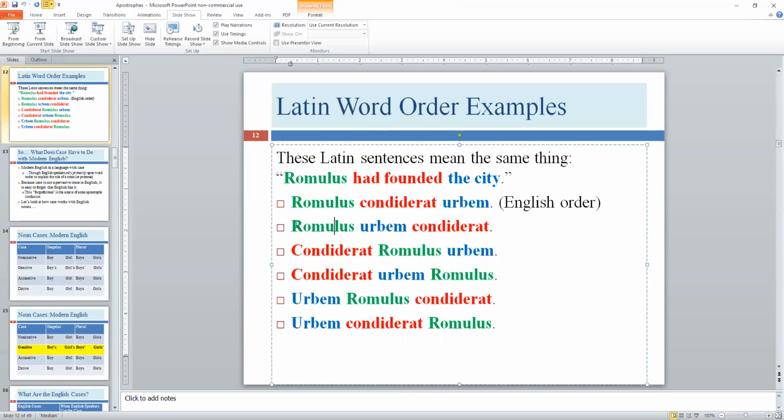So you can put the subject at the beginning of the sentence, in the middle of the sentence, or at the end of the sentence. You can put the direct object at the end of the sentence, the middle of the sentence, or the beginning of the sentence. Similarly with the verb: end, beginning, or middle. That would, of course, not work with English, but it does work with Latin because, again, Latin is a case-based language.